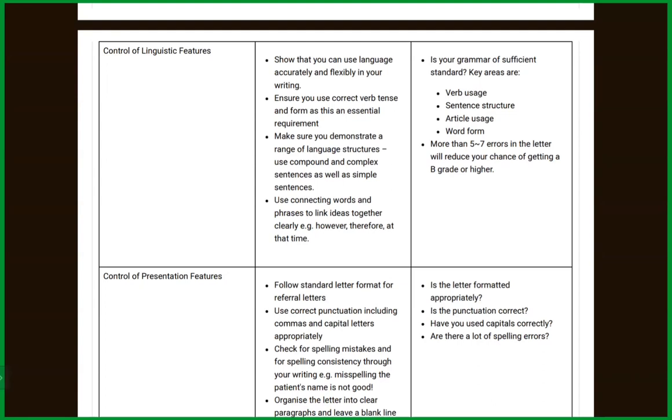So maximum you can include 5 to 7 errors in the letter, to reduce the chance of losing a B grade or higher. If there are more than 7 errors, your B grade will be reduced to C+. So always try to use connecting words and phrases to link ideas together clearly. Examples of connecting words: however, therefore, at that time, as a result of, then, despite. These are the connecting words. So try to use them to make compound or complex sentences.